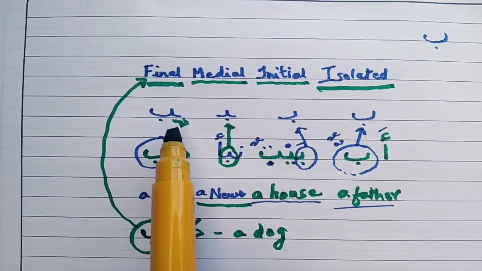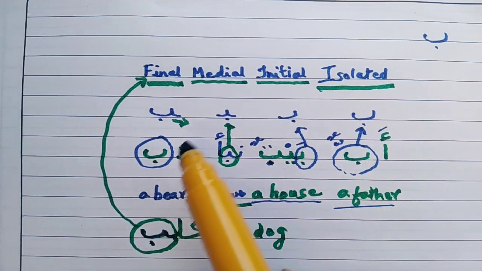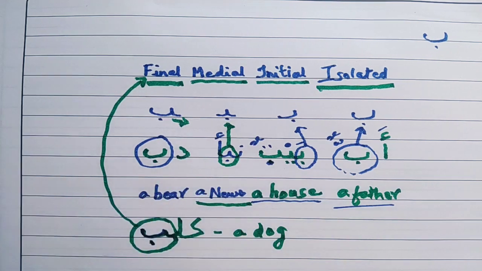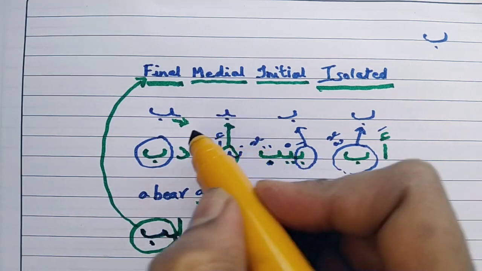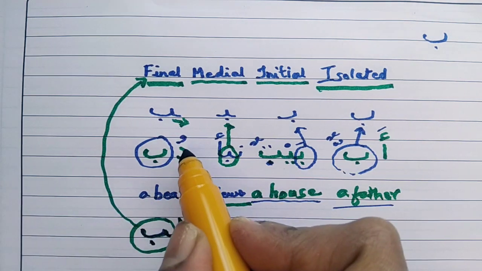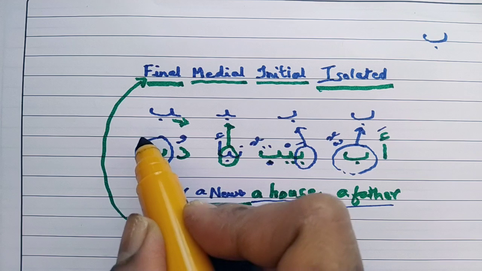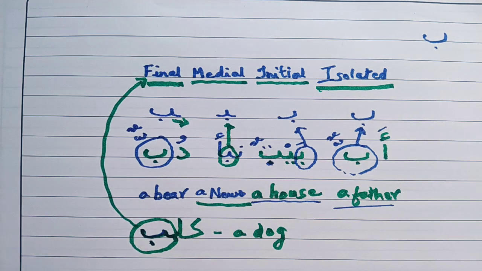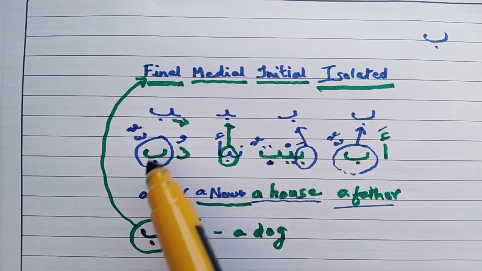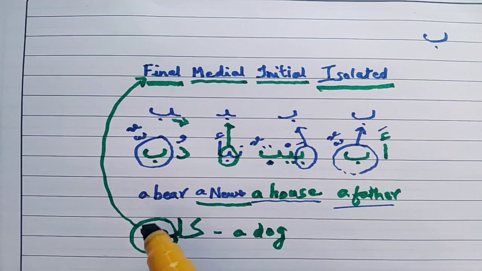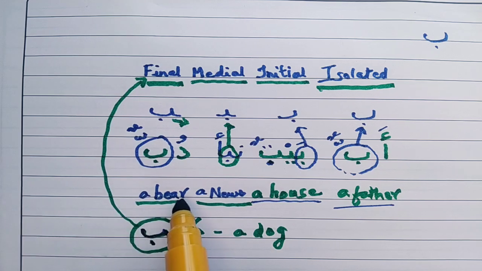And in final form, this is a tail. So first I took a word, dubun. I'll show you here with the diacritical signs. Dal will take dhamma, and ba, shadda, and dhamma tanwin. So it's dubun. Dubun means a bear. Here it's in isolated form, but in this example I showed you a bear, dubun.